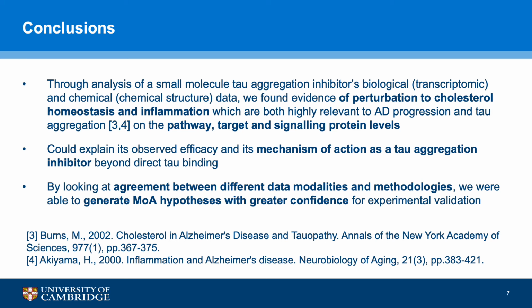So to conclude, through the analysis of a small molecule tau aggregation inhibitor, its biological and chemical data, we found evidence of perturbation to cholesterol homeostasis and inflammation, which are both very relevant to Alzheimer's disease progression and tau aggregation. And we've made these observations on the pathway, protein target, and signaling protein levels. And this could explain the observed efficacy and its mechanism of action as a tau aggregation inhibitor beyond direct tau binding, as it is found to reduce tau aggregation in vivo.